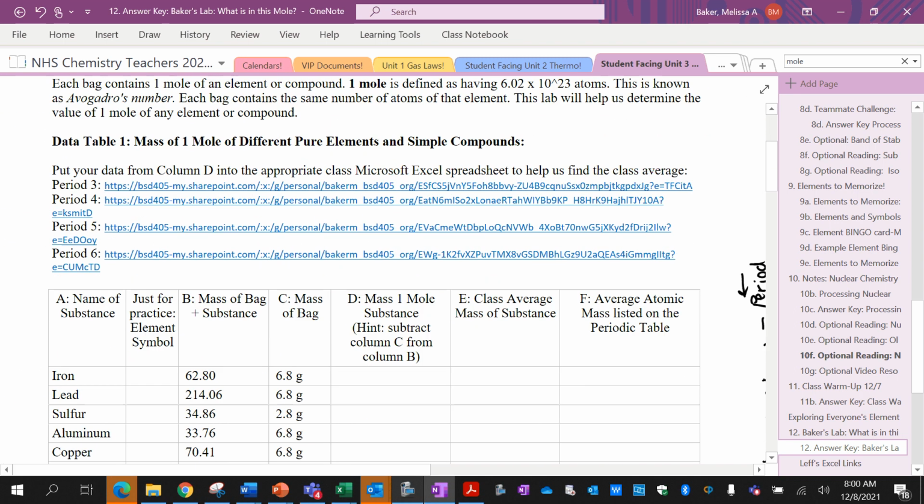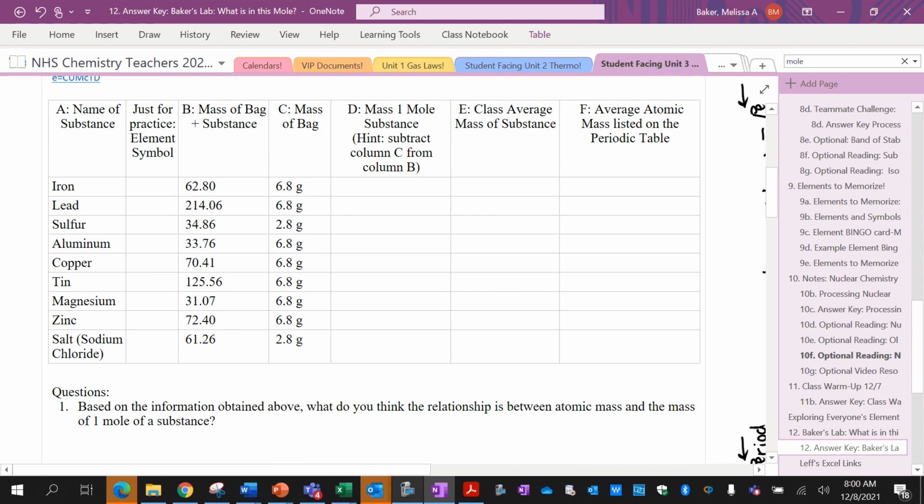So what we did in this lab was we went around and we measured a sample of these different pure substances, and the sample was a mole's worth. And just for practice, let's write in the symbols here. Iron is Fe, lead is Pb, sulfur is S, aluminum's Al, copper is Cu, tin is Sn, magnesium Mg, zinc Zn, sodium chloride, NaCl.